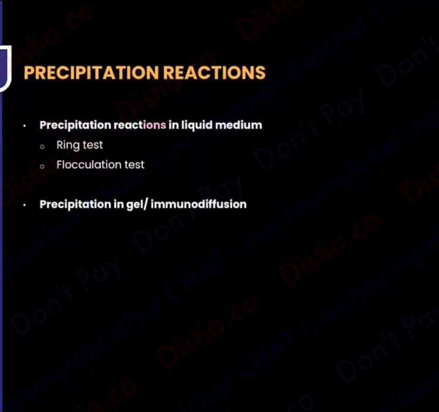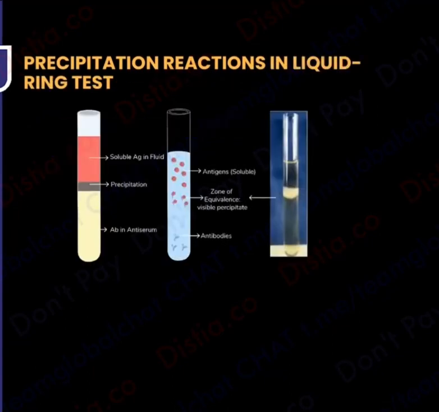I'm starting with precipitation reactions, and they can either occur in a liquid media or they can occur in a gel. I'll first take up the ones occurring in a liquid media. The first one is when antigen and antibody meet, it will form a ring. The second one is when the antigen and antibody meet, it will form small floccules. So when I say an antigen over here and an antibody over here, they are going to meet in this zone, that is where a ring is formed. Can you see a ring over here? So that becomes a ring precipitation reaction.